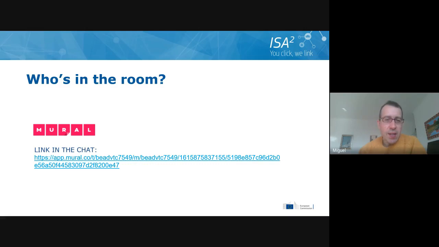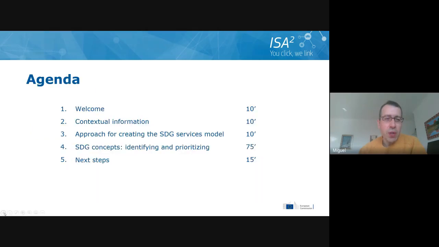On the agenda, just jumping quickly into the agenda. First of all, we are going to give you some contextual information as a kind of reminder on what is the starting point for this exercise. Then quickly we'll present to you the approach. What is the approach to do this kind of semantic modeling on different pieces of information requirements coming from the regulation.